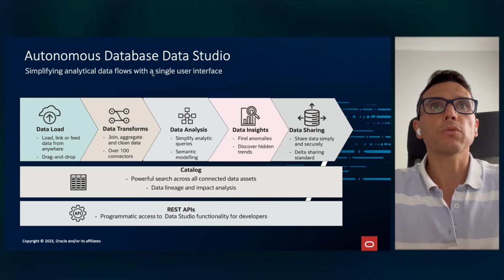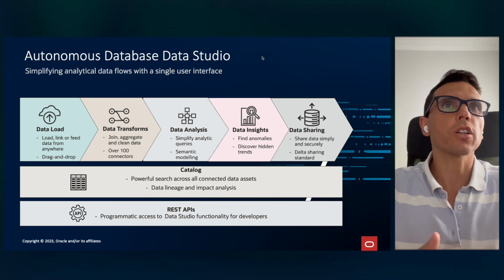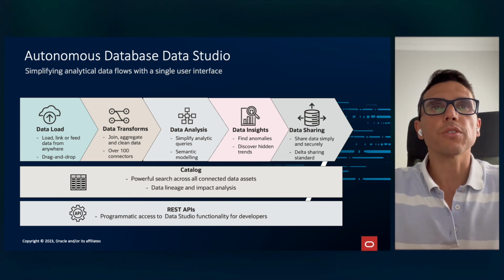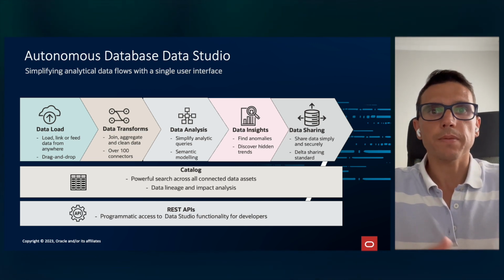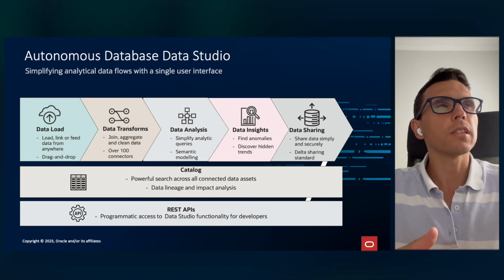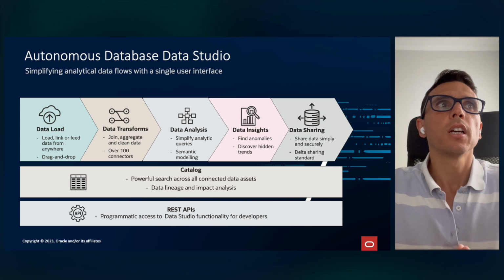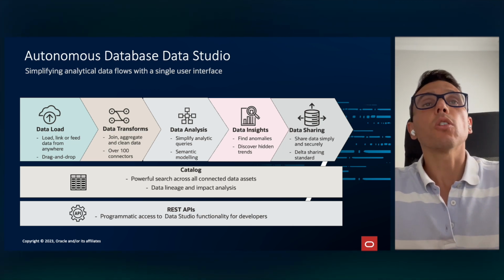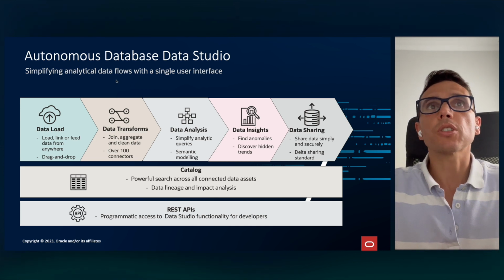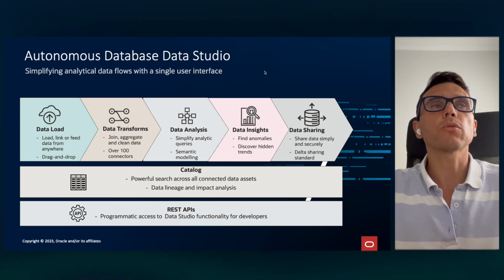After we have the data transforms, that is going to help you to join, aggregate, clean data. As you can see, we have over 100 connectors. Data analysis, data insights, and also data sharing. So we are talking about this new feature that we have on Autonomous data sharing, in order that we can share data in a simple and secure way. So in this case, I'm just going to focus here on this part, on the data transforms.